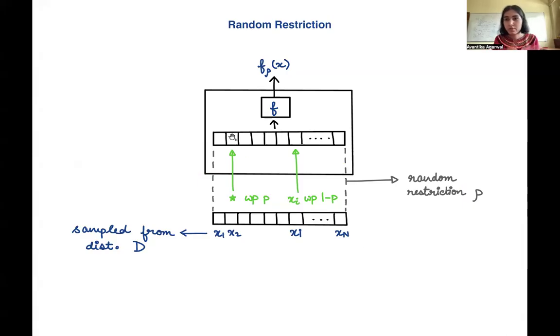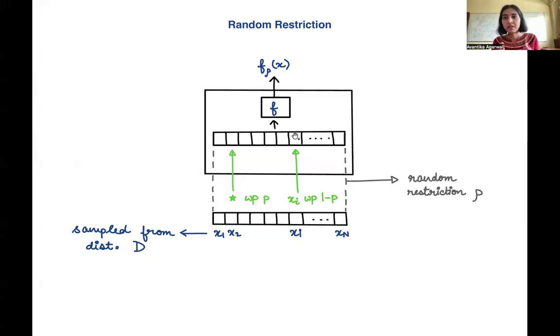So suppose we are looking at the second bit. We'll set it to star, leave it unrestricted, with probability p, and we'll restrict it with probability 1 minus p. If we choose to restrict this bit, then we'll restrict it to the value that the input x we sampled tells us. So if we are looking at this ith bit and we chose to restrict it with probability 1 minus p, then we'll set it to the value x sub i from the input that we sampled. And we do this independently for every bit of the input of the function f.